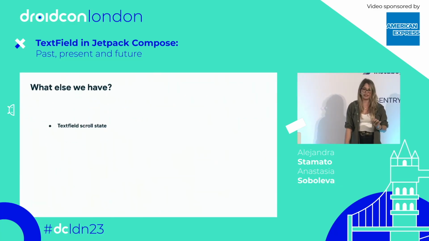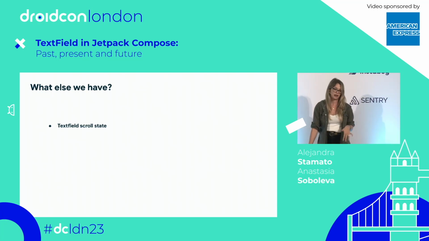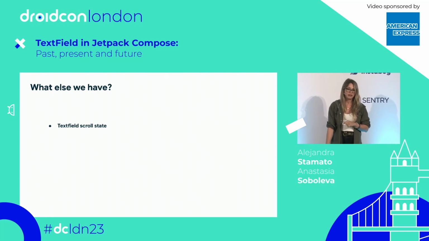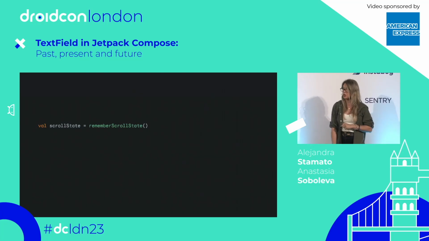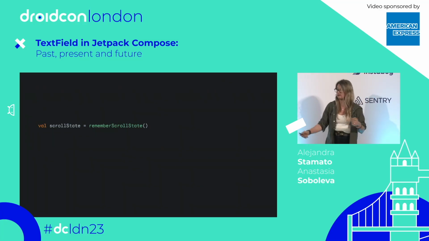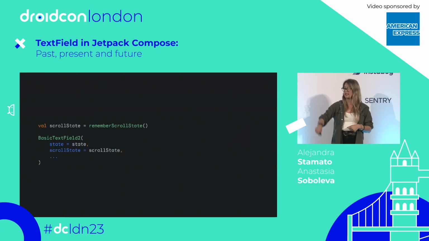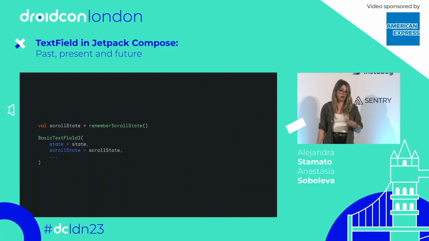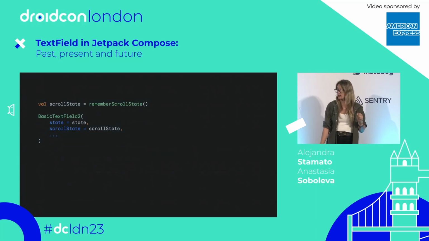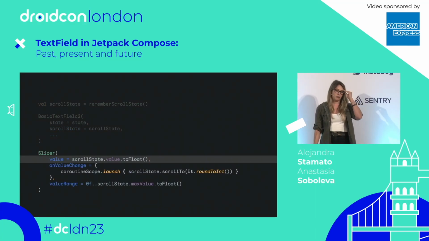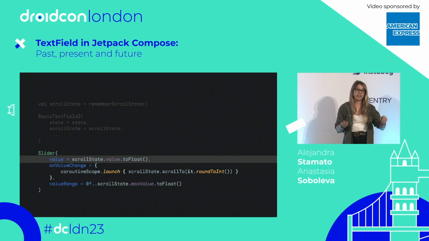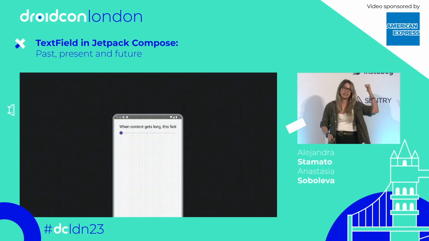Okay, so what else do we have for the new API? A bunch of things, but we were zooming into text field scroll state, right? So now we have access to modify the scroll state programmatically. You define scroll state like you would with any other composable component that you have, like lazy column, for example. And then you pass it into the basic text field 2 in the scroll state parameter there. And then you can define a slider, and as the value of the slider, access that scroll state and modify it. So that will make implementing something like this very simple, right?